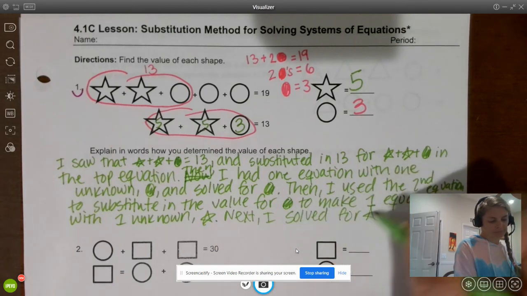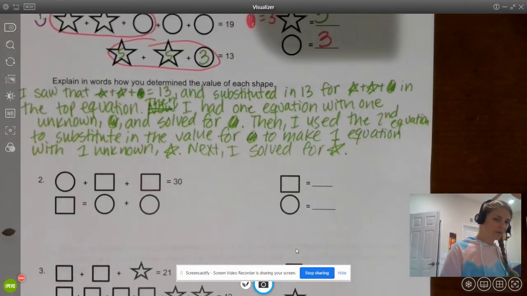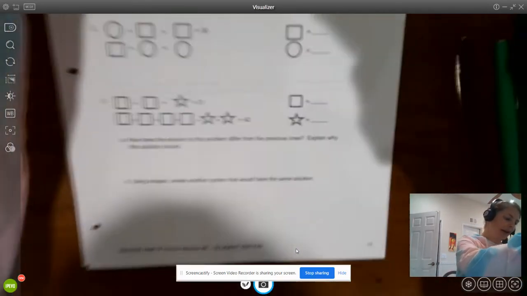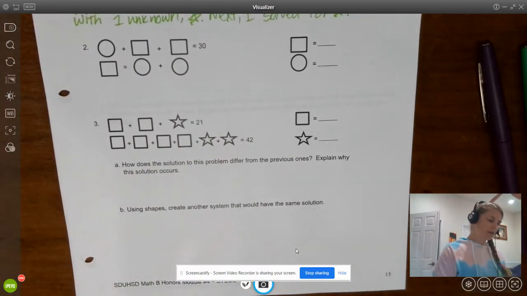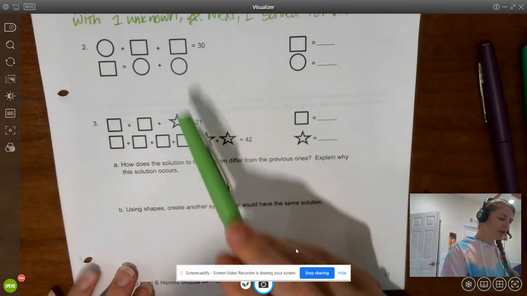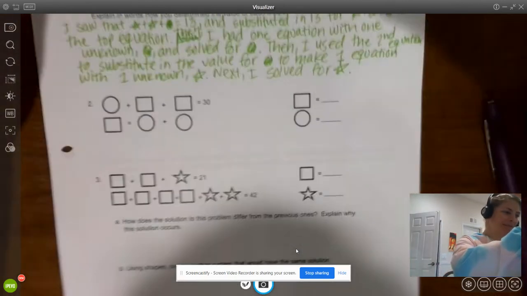Cool, great job. Okay, I would like you to look at 2 and 3 on your own and see if you can figure out what the square and circle are and then what the square and star are. Pause the video and we'll go over it in just a second.